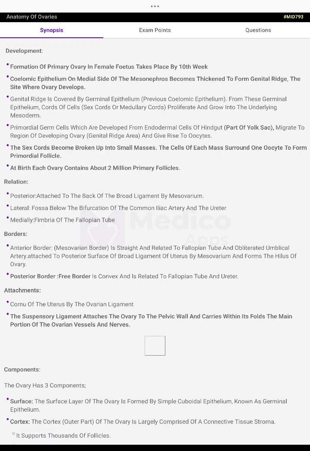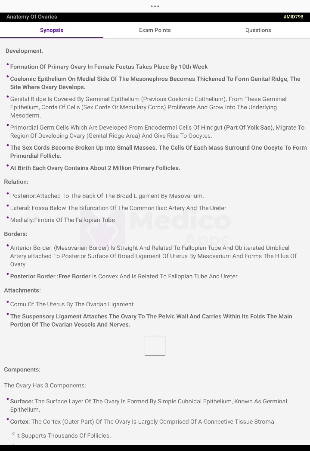From this germinal epithelium, the former coelomic epithelium, sub-cells proliferate and grow into the underlying mesoderm. Primordial germ cells, which develop from the endodermal cells of the hindgut, part of the yolk sac, migrate to the region of the developing ovary, the genital ridge area, and give rise to the oocytes.